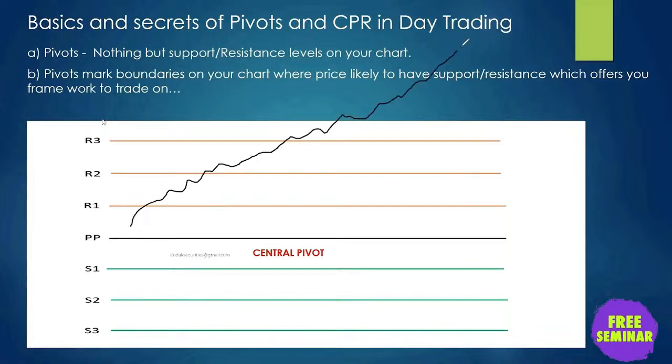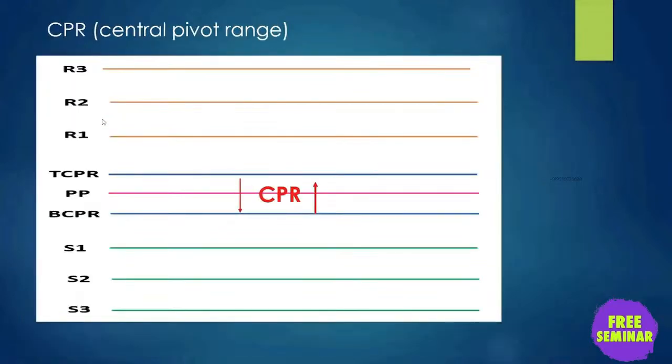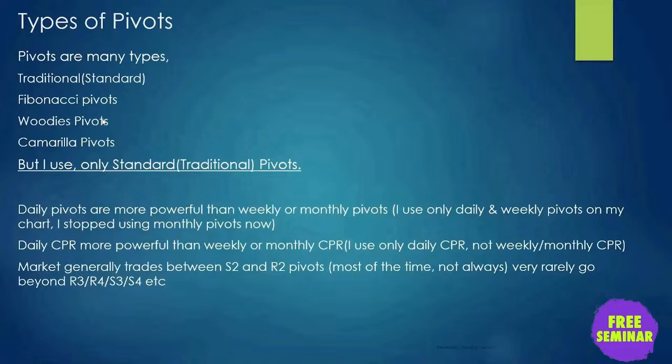R3, R4, R5, and the market can keep going like this, or it can keep breaking every pivot. So that is what I said. Most of the time it remains, but sometimes it can break everything, even R4, R5, S4, S5 also. Okay, so that is what I mentioned here. Market generally trades between S2 to R2 pivots.